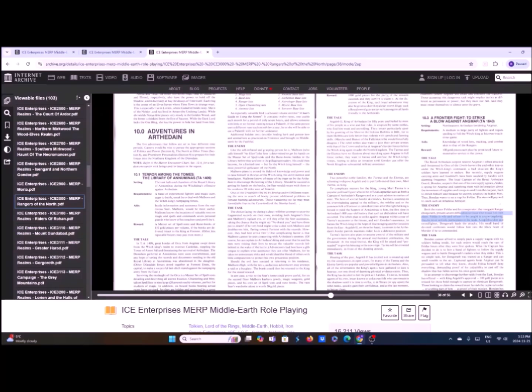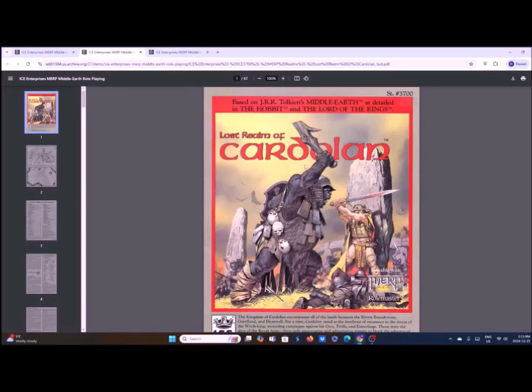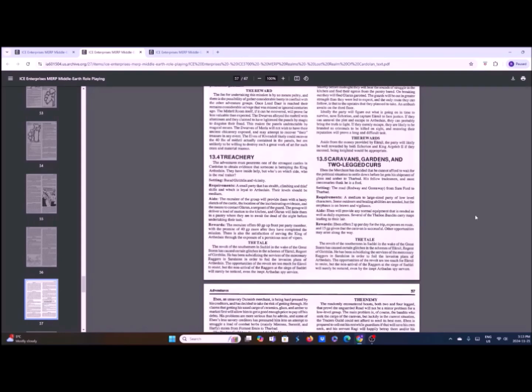Me and a friend in Korea tried this one. It works out pretty good. But the one I was most interested in and had the most potential was from this book, The Lost Realm of Cardolan. So this one, which is Treachery.